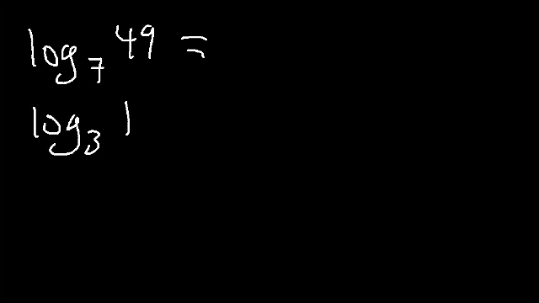Try these two. Log base 7 of 49, and log base 3 of 1. We know that 7 squared is 49, so this is equal to 2. Now what is log base 3 of 1? Log of 1 is always 0 regardless of the base because 3 to the 0 power is 1. Anything raised to the 0 power will always be 1.